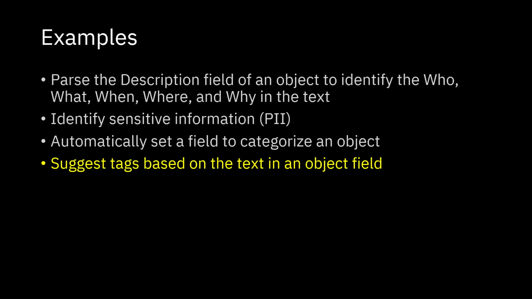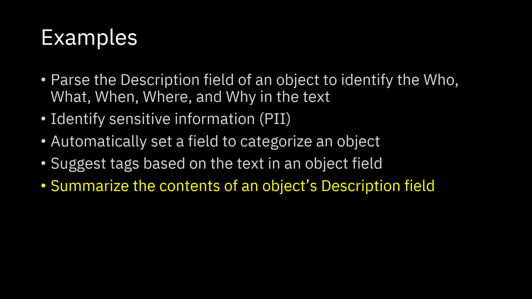It can suggest tags based on the text in an object field, and automatically apply tags to the object when the confidence threshold is equal to or more than a given percentage. And it can summarize the contents of an object's description field and automatically enter the result in another field.